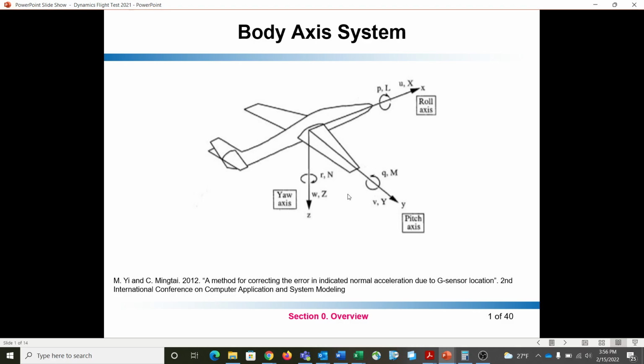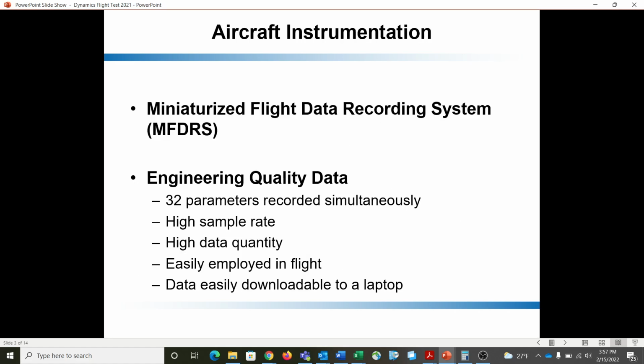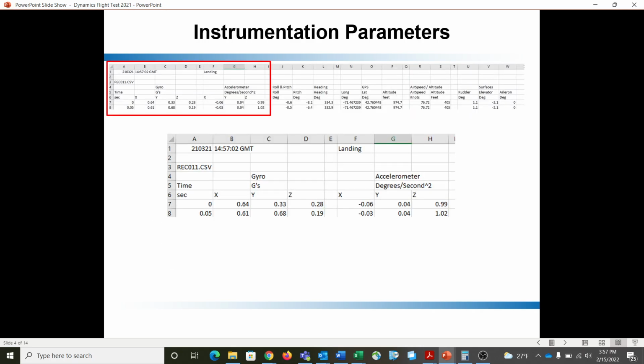Things to know about this is that we have a Cessna 172 airplane. It is outfitted for data collection, and that data collection was originally done by CalSpan. We have a currently modified version because the CalSpan version is a bit outdated, and we call it the MFDRS, and you can see the acronym here: Miniaturized Flight Data Recording System.